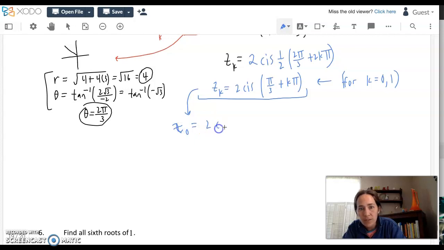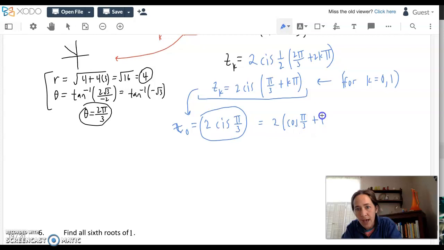2 cosine plus i sine, I'll put cis for starters, pi over 3 plus 0 pi, so just pi over 3. Okay, there's your polar form solution for the first square root. We want a rectangular form solution with exact values involved. So 2 cosine of pi over 3, we're just writing the whole thing out, plus i times the sine of pi over 3. Okay, exact value time.